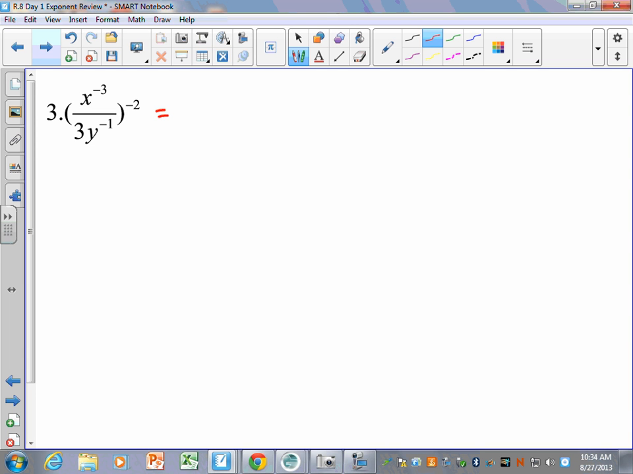So negative 2 times negative 3 would be positive 6. Don't forget to give that to the 3. That's what people forget to do a lot of times. They give it to all the letters, but they forget that that's 3 to the first power right now. So if I give that to the negative 2, that would be 3 to the negative 2. And y to the second. Everybody with me on that?